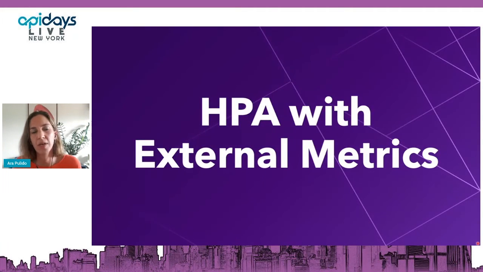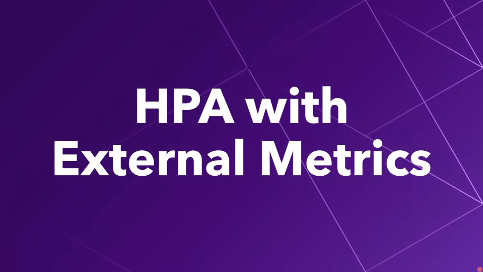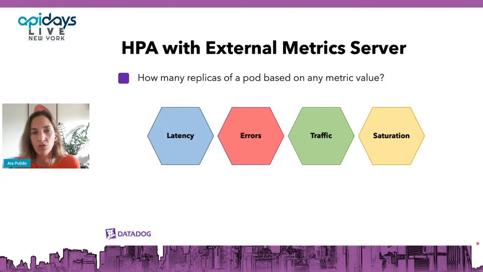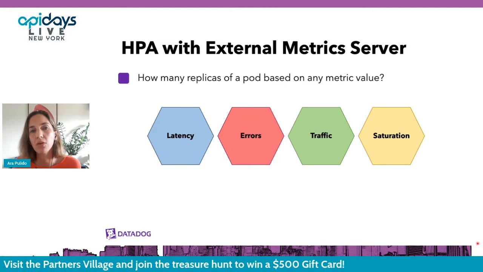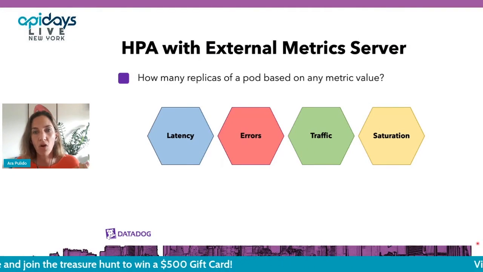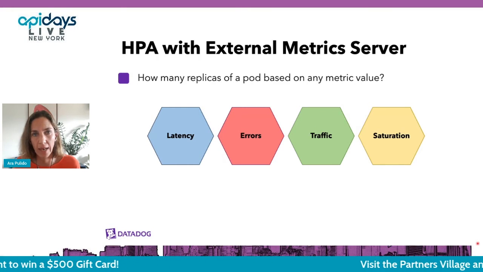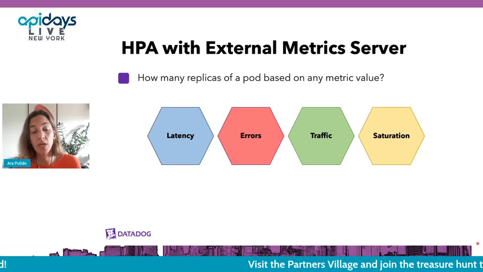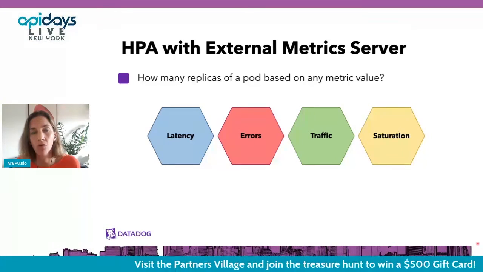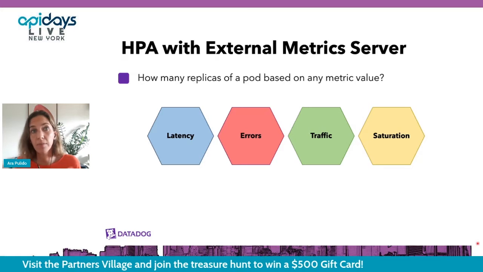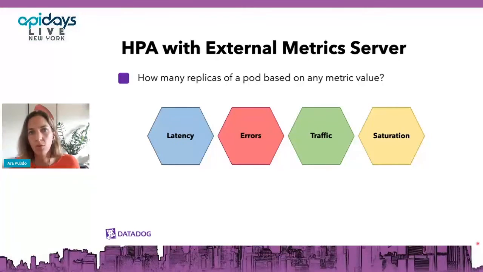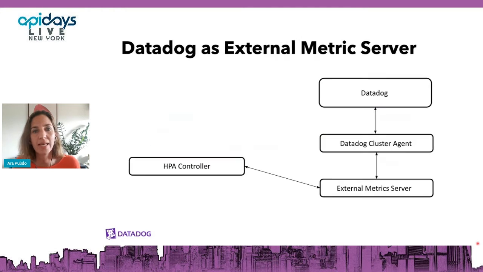And that's exactly what the HPA allows you to do with custom metrics or with external metrics. It basically tries to answer the question, how many replicas do I need based on any single metric value? And it can be using custom metrics, so metrics that are running on your cluster, or external metrics, really any metric that you can get from any service out there. And how does it do that? The external metric server basically is a specification, a specification part of the Kubernetes project that any monitoring solution can implement.